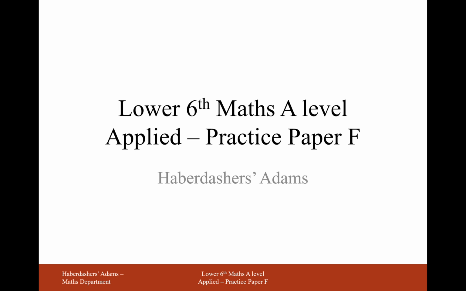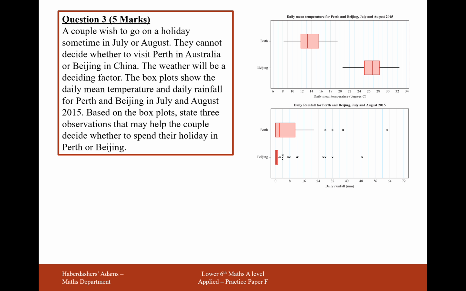This is the Applied Practice Paper F, and here we are comparing two box plot diagrams. A couple wish to go on holiday sometime in July or August. They cannot decide whether to visit Perth in Australia or Beijing in China. The weather will be a deciding factor.